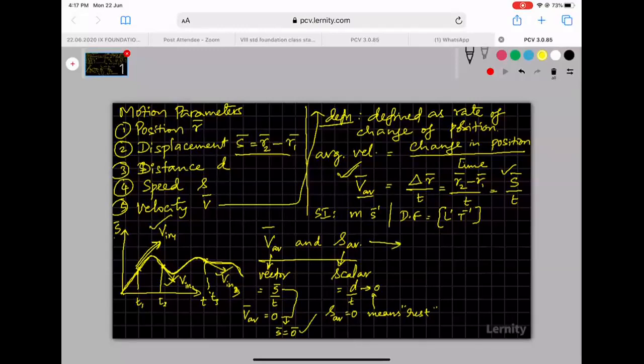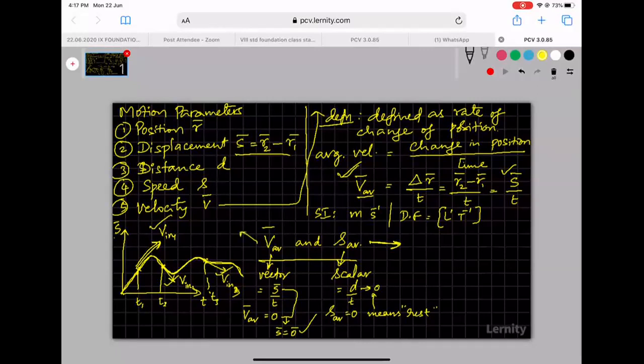If the average speed is 0 during a time interval, then it must mean that the speed of the object was 0 at every instant in the time interval. You get it? If the average speed is 0 in a time interval, it means the instantaneous speed of the object at every instant in the time interval must have been 0, because the object did not move at all.